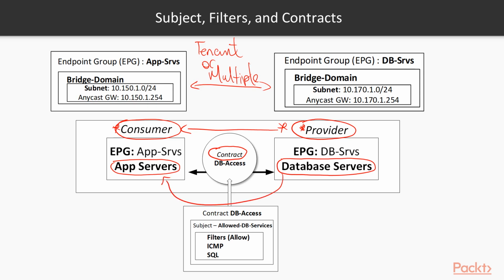And that's how you designate in which direction you attach the contract. Provider, meaning that I'm providing the service to the consumer, and then consumer is basically that. It's consuming, it's utilizing those access resources specified on the contract.